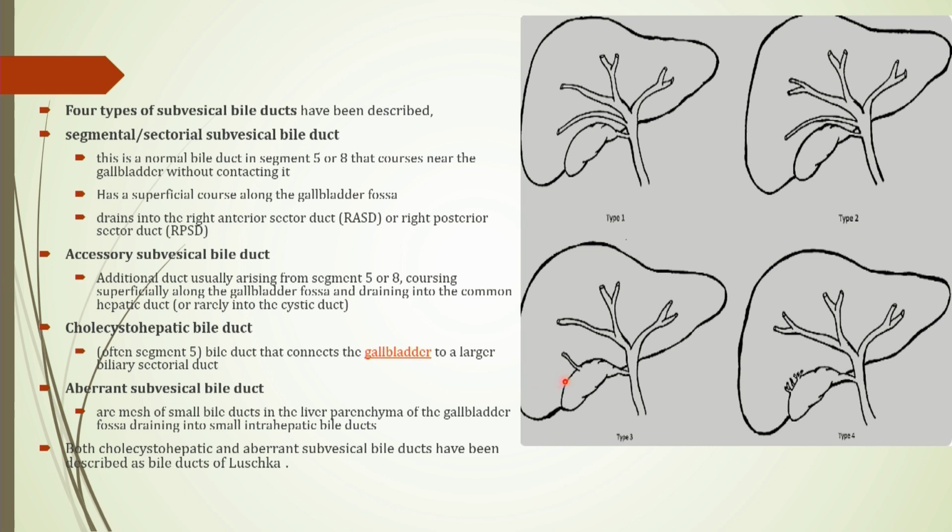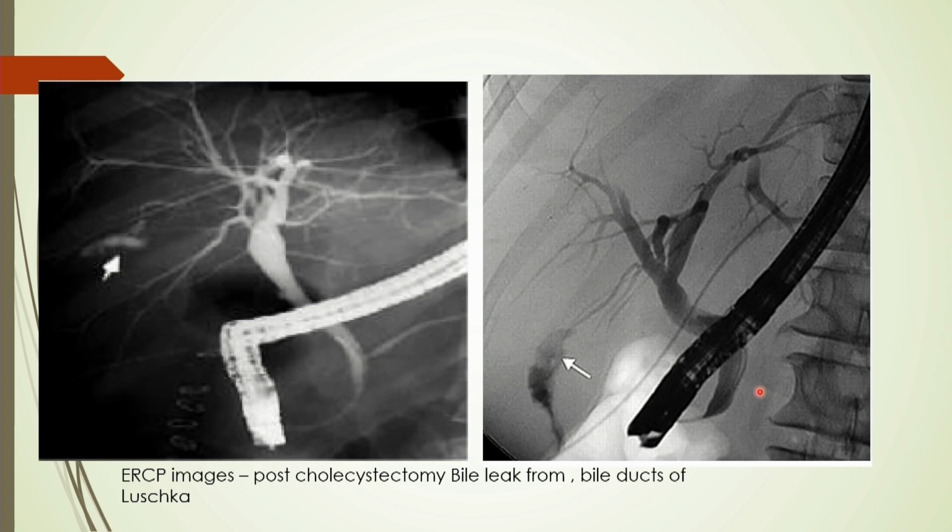Cholecystohepatic duct connects the gallbladder with the segment 5 sectoral duct. And aberrant subvesical bile ducts, these are mesh-like structures which connect the gallbladder with the segment 5. This is the post cholecystectomy ERCP showing the leak from the subvesical ducts.